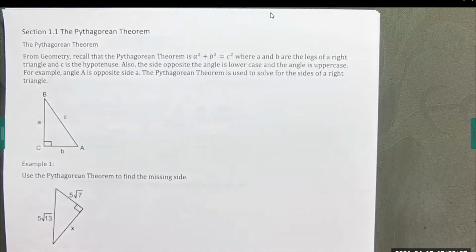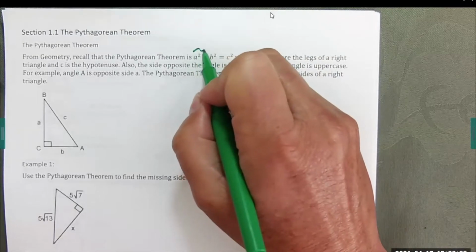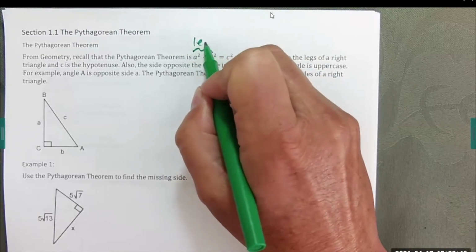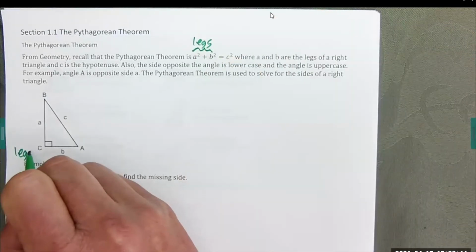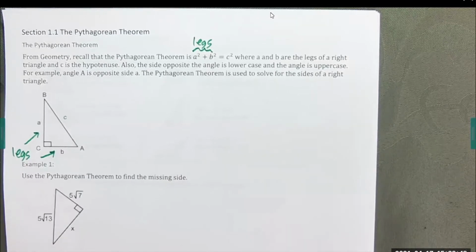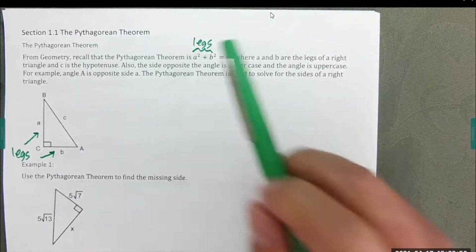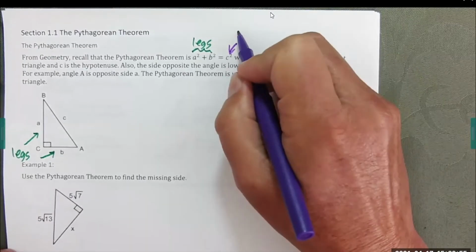Today we're going to do the Pythagorean Theorem. And you can remember from geometry that the Pythagorean Theorem is a squared plus b squared equals c squared. I want to make it clear though, these are the legs. And the legs are always, each one is squared and they're added together. The opposite side, all by itself over here, is the hypotenuse.